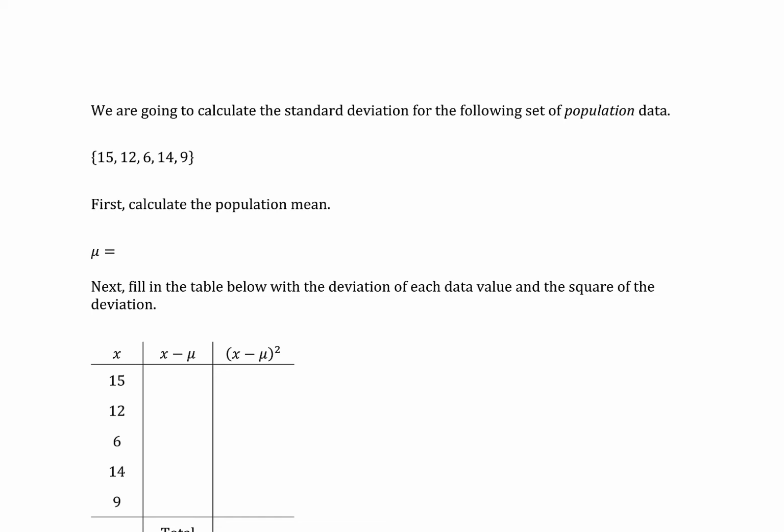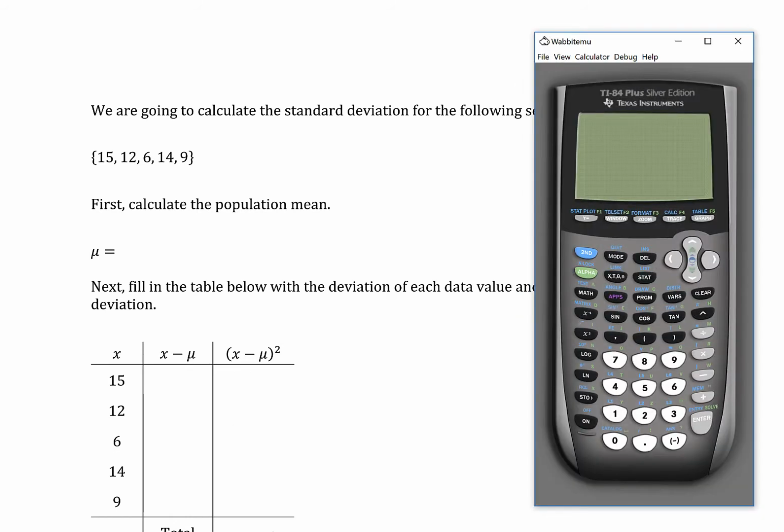We are going to calculate the standard deviation for the following set of population data: 15, 12, 6, 14, and 9. First, calculate the population mean. Since there aren't very many data items, there's no need to do anything more in-depth than just add together the data items we have and divide by the number of values. So that's 5 items. If I add them together and divide by 5, I've got 11.2.